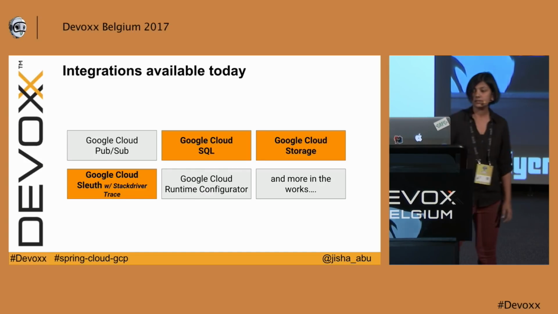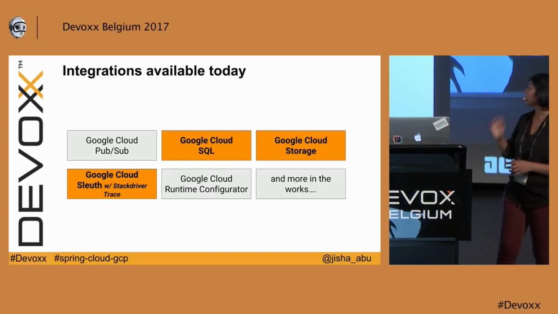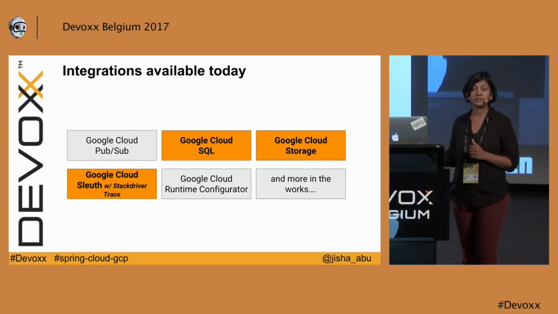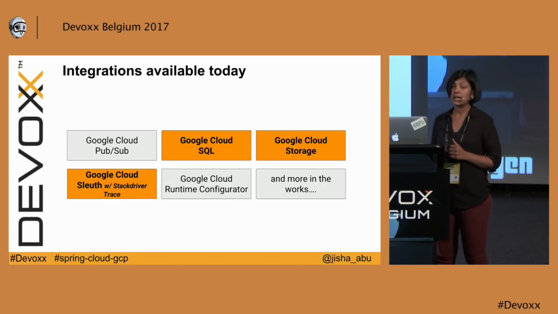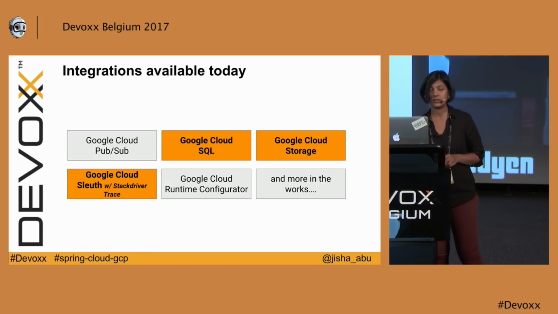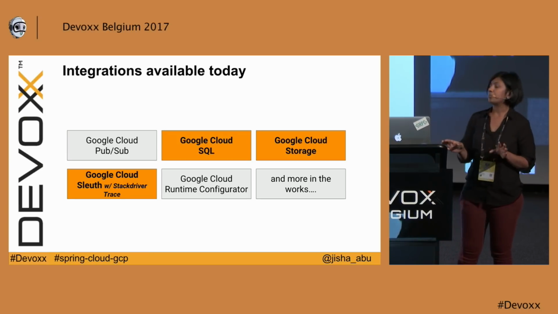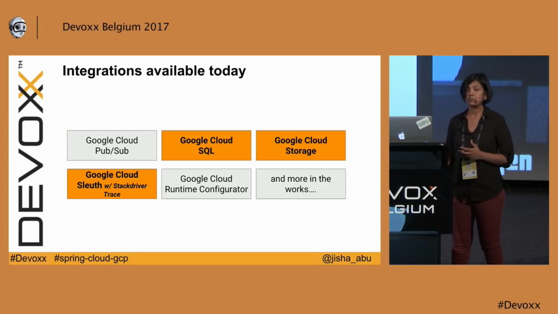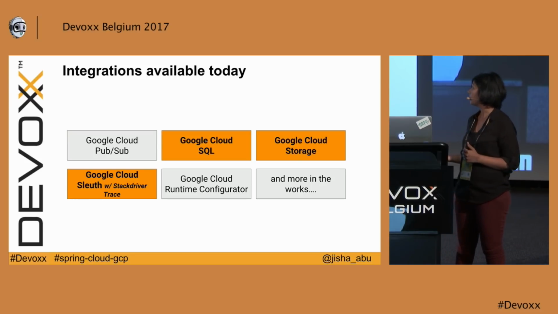So these are a couple of the integrations that we have available today. Google Cloud Pub/Sub is Google Cloud Platform's messaging middleware platform. I'll try to cover the current integration in this talk, though I may run out of time. But it's really easy to just publish a message or receive a message using Google Cloud Pub/Sub.